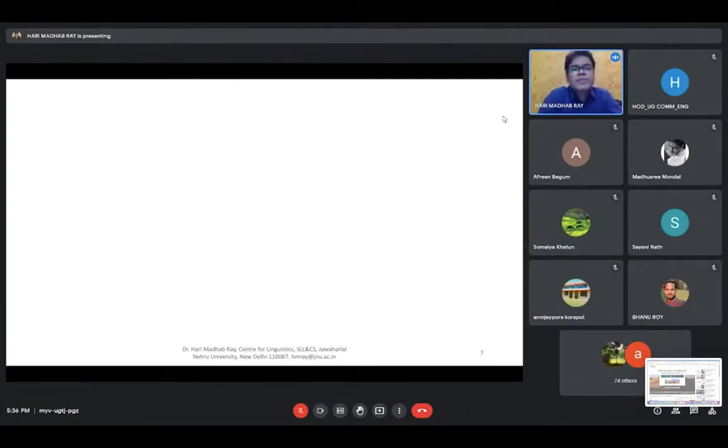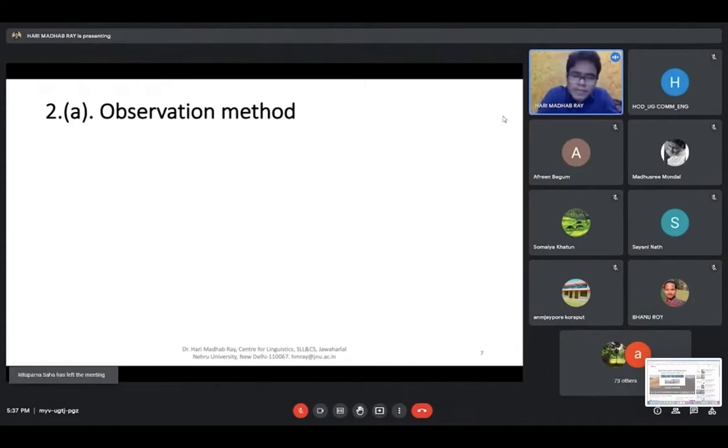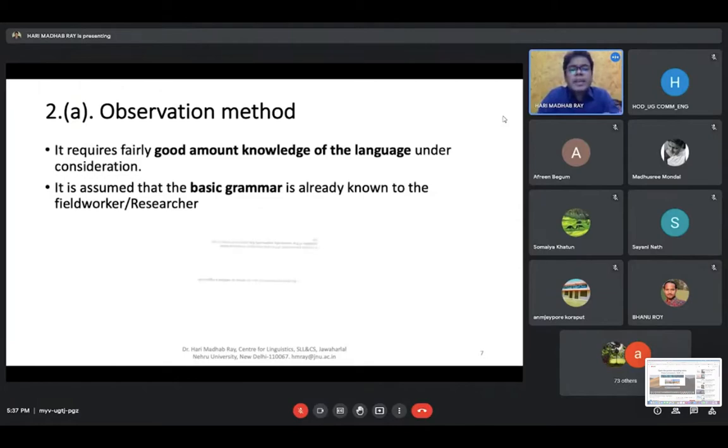Okay. So now regarding the observation method, as you can understand, observation means we are going to observe the people or the language for that matter, in whichever area you are working on. The observation method requires a good amount of knowledge of the language under consideration. So if you do not know what the people are talking about, what they are discussing, what are you going to observe? That means if you work on a particular language, you need to know the language.